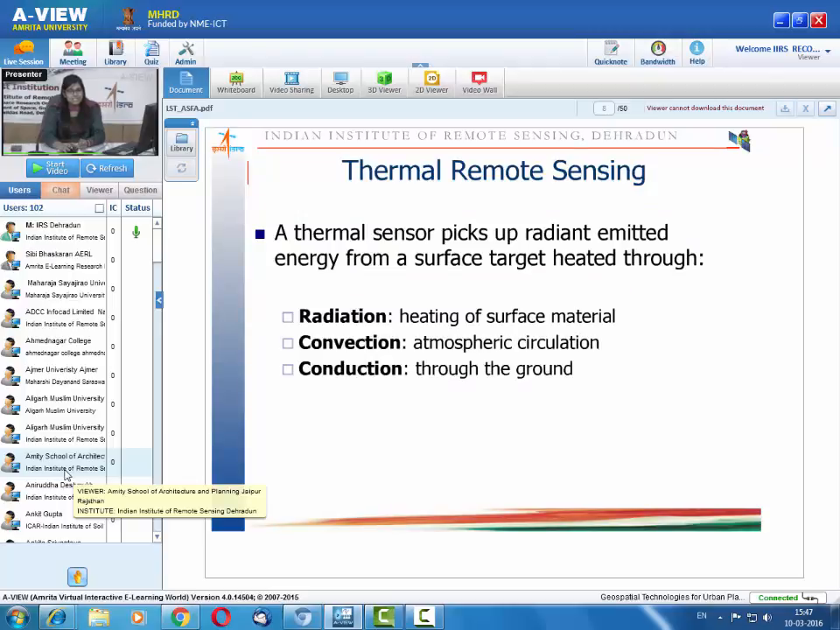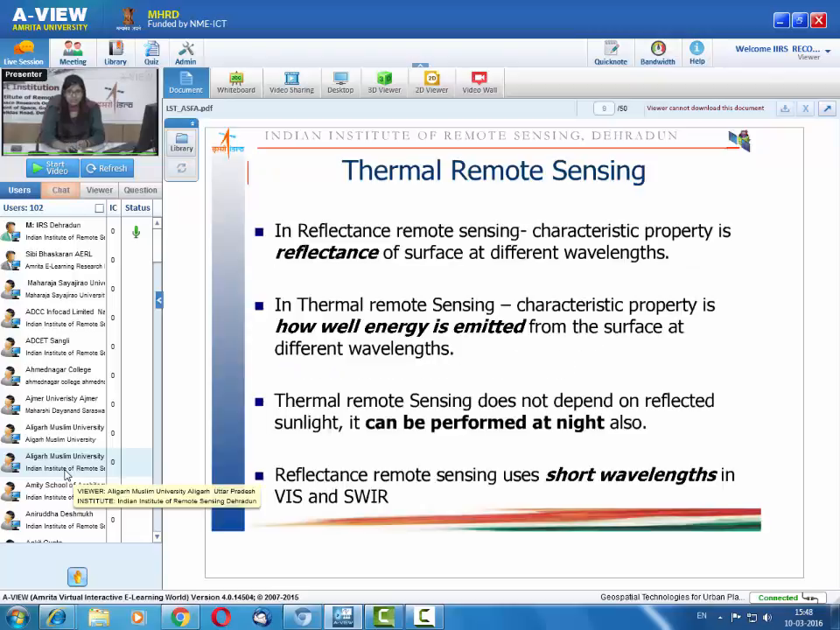So thermal remote sensing picks up the radiant emitted energy from a surface target which is heated. Obviously, it is not dependent upon the reflectance, but it is getting heated because of the sunlight. So how it is getting heated, or how the surface property will change, or how it is going to emit, is based on three factors, that is radiation, convection and conduction. Now radiation is the heating of the surface material. Convection is atmospheric circulation and conduction is through the ground surface.